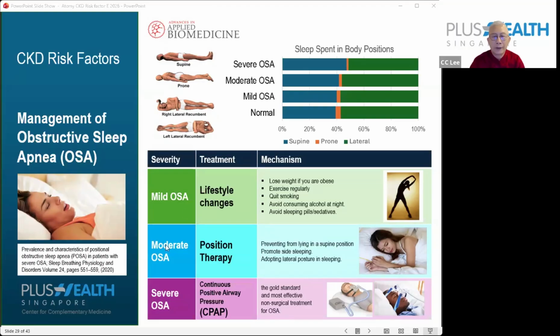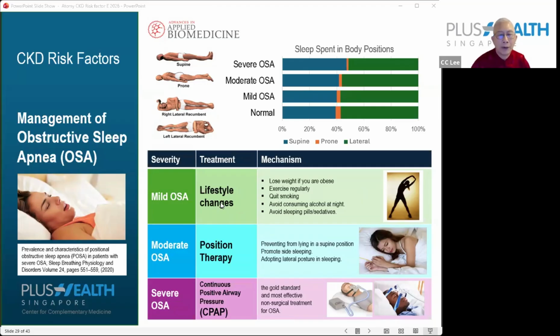For mild OSA, the treatment is lifestyle changes: exercise regularly, quit smoking, lose weight if you are obese, right? And then avoid consuming alcohol at night, and also avoid sleeping pills and sedatives. Those are the actions you can take to relieve yourself from mild OSA.